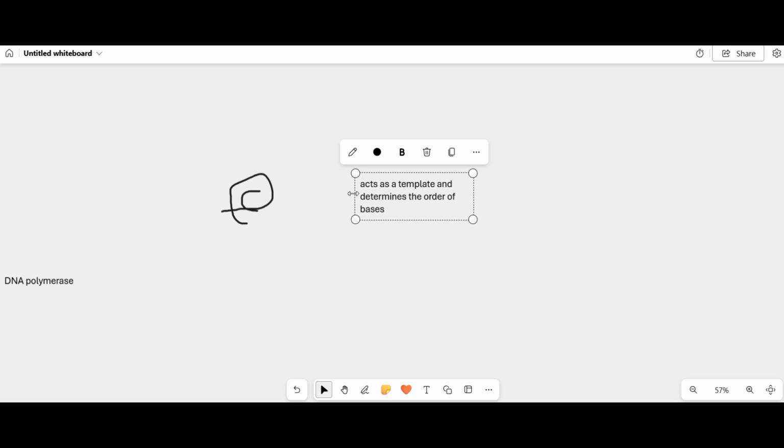Because obviously the template has the original ones, which tells it which ones are formed. And the second one, the role of the DNA nucleotides, they need to form complementary base pairs. That's why they're there. Alright, cool. Question 7a.